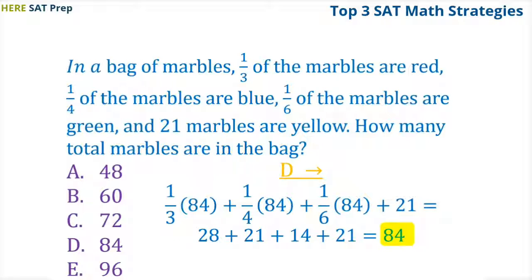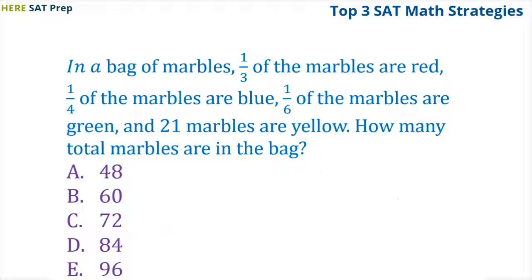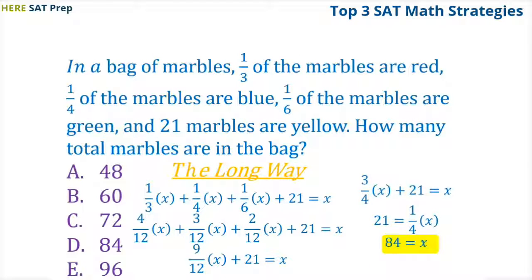As you can see, if we had started from A and moved forward, we would have needed to try 3 answer choices instead of just 2. If we had wanted to set up and solve an equation for this question, we would have done 1/3 x plus 1/4 x plus 1/6 x plus 21 equals x.